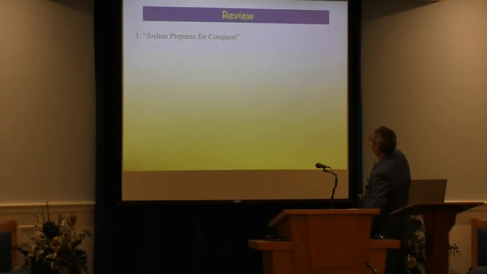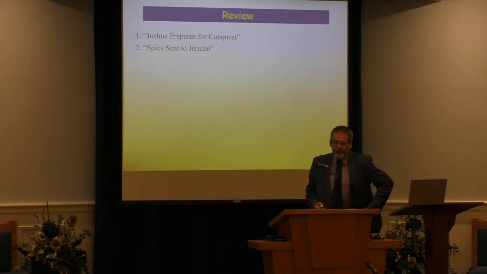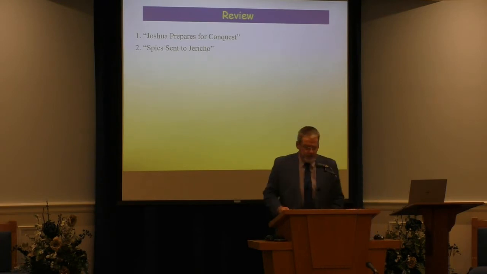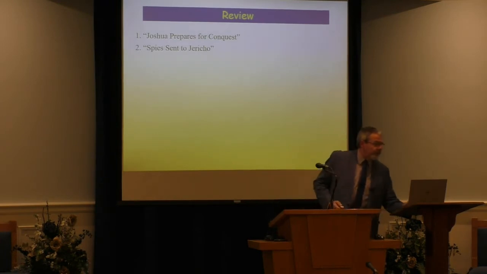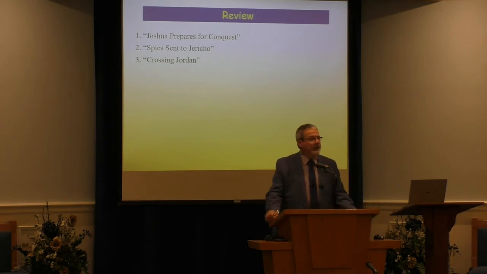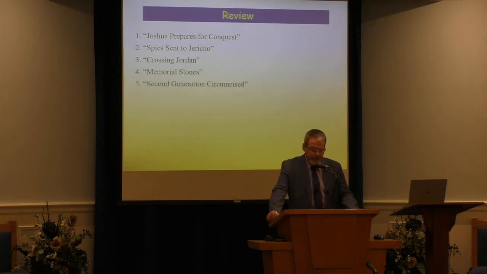All right, here's where we've been. Chapter 1 was Joshua prepares for the conquest. Chapter 2 was the spies sent to Jericho. Chapter 3 was the crossing of the Jordan. Chapter 4 was the memorial stones, remember, in two places. And then chapter 5 was the second generation being circumcised.